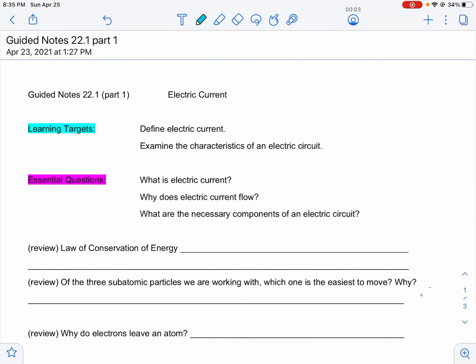Hello everyone. Today we are going to look at the first part of chapter 22, which is on electric current. So our learning targets today are to define electric current and examine the characteristics of an electric circuit. And the questions that we are hoping to answer today: what is electric current? Why does electric current flow? And what are the necessary components of an electric circuit?